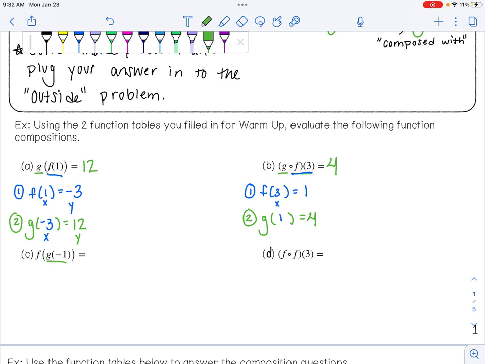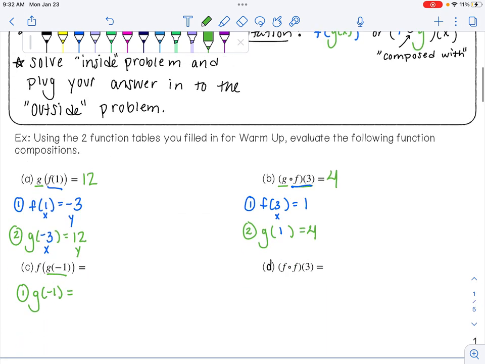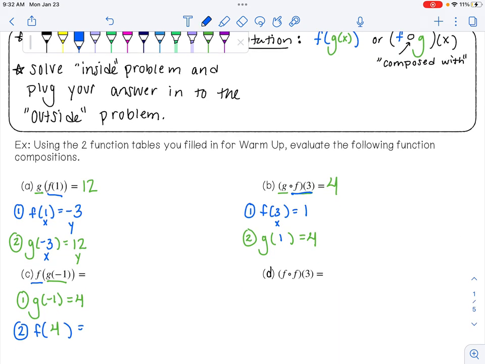So I always do inside first. So I'm going to find g of -1. This time I'm going to start in the g table. So I'm going to go to g, which is over here, I'm going to find -1, and that takes me over to 4. So my first answer here is 4. And then I'm going to plug it into my outside function. So f is on the outside, and I'm going to plug in an x value of 4. So now I go to my f table. Over here, I'm going to find 4 for the x's, and that tells me that my final value is going to be 3. So this answer is 3. The overall answer is 3.